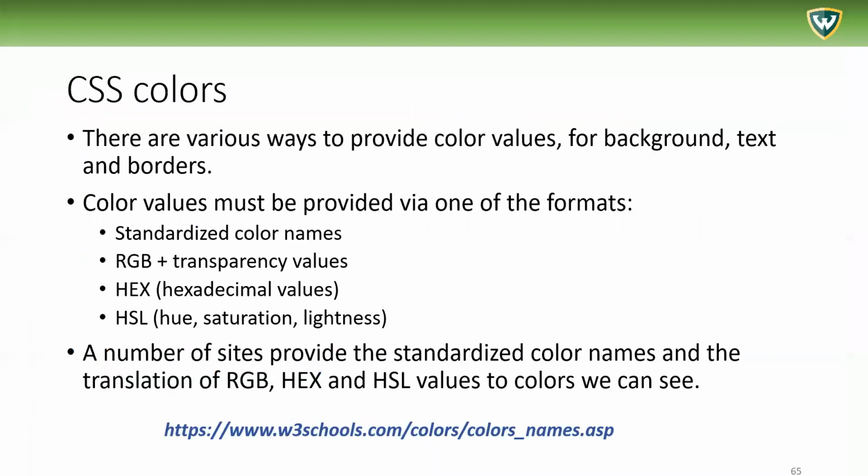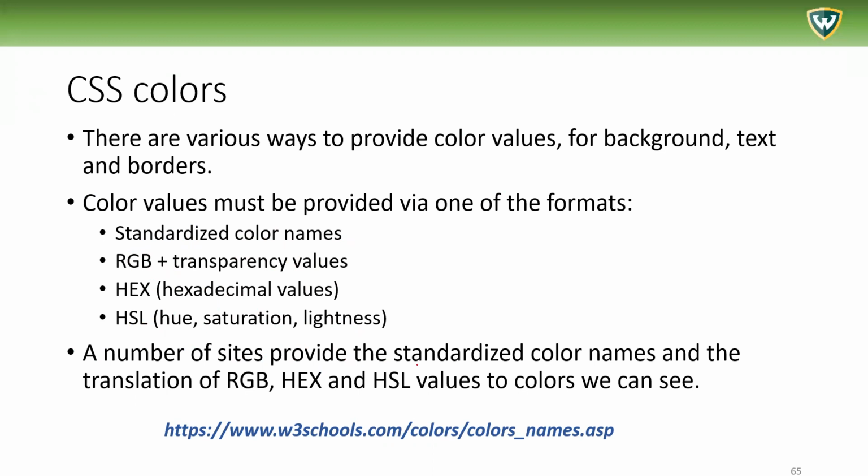CSS colors. There are various ways to provide color values for background, text and borders. Often we're interested in colors, so I wanted to talk a little bit about it here. Color values must be provided via one of the formats. So there are various ways to write the color formats. Standardized color names, and you can't just make up any color name like sky blue or whatever. You have to use the standardized ones. RGB plus transparency values, hexadecimal values, and hue, saturation, and lightness values.